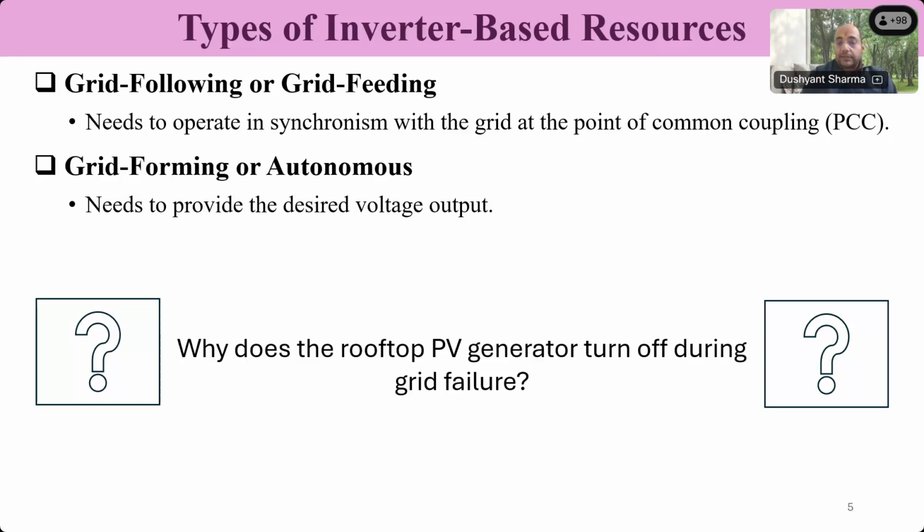Now it's a very interesting scenario. You have put a generator at your academic or industrial building, wherever. We expect, okay, even if there is no grid, at least we have some generator. But that generator will not produce power. It will also turn off. Why? Can someone think about it? You have a generator, but it will not work.